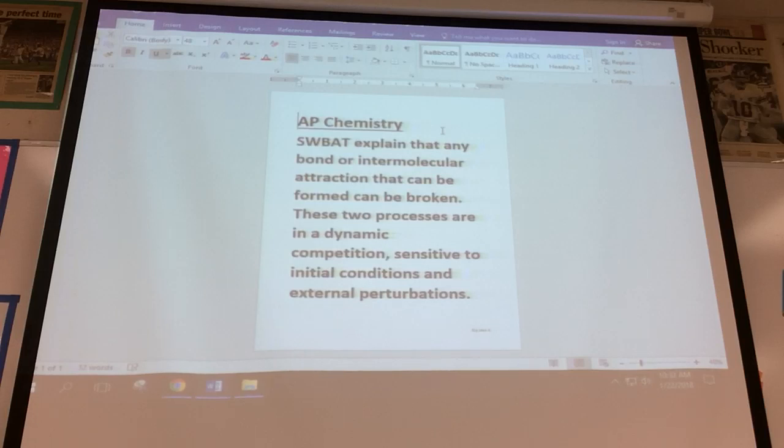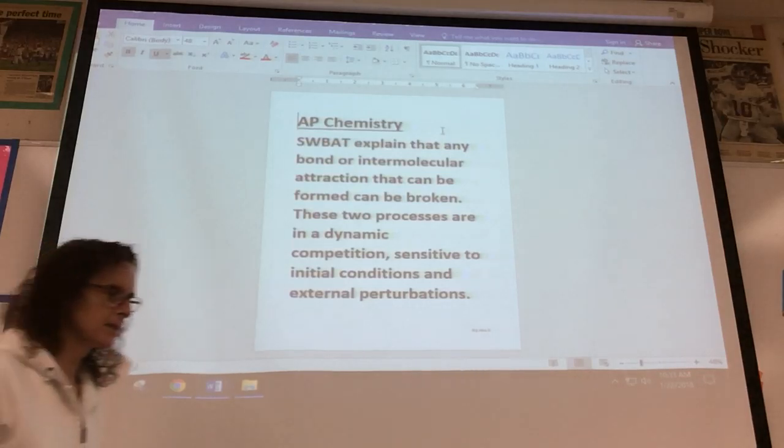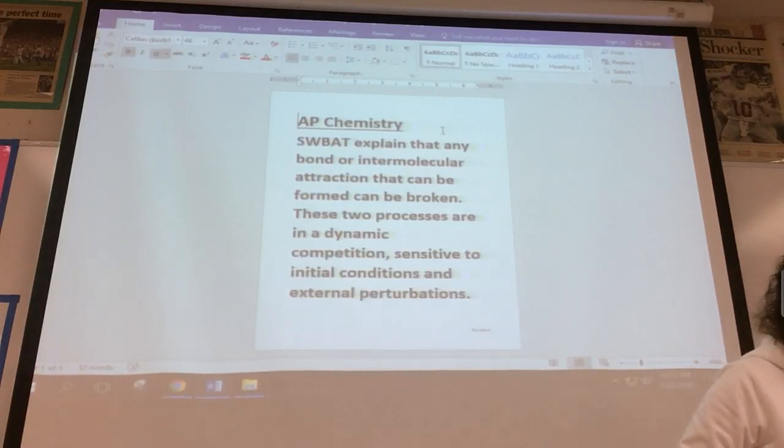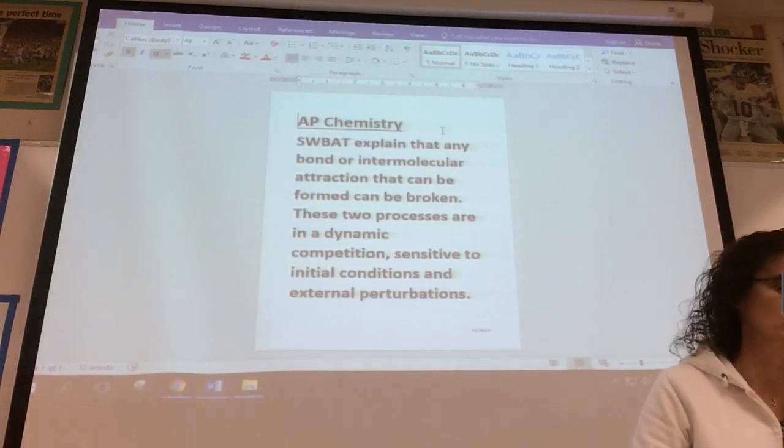Students will be able to explain that any bond or IMF that can be formed also can be broken. You'll see these processes are in dynamic competition, and we'll look at dynamic equilibrium in just a minute. Sensitive both to initial conditions as well as external perturbations. Initial conditions will be new to all of you this year. External perturbations is referring to Le Chatelier's principle, which some of you are aware of. It's a very interesting principle. We'll explain it in great detail, and you should be very successful in working problems involving Le Chatelier's principle.